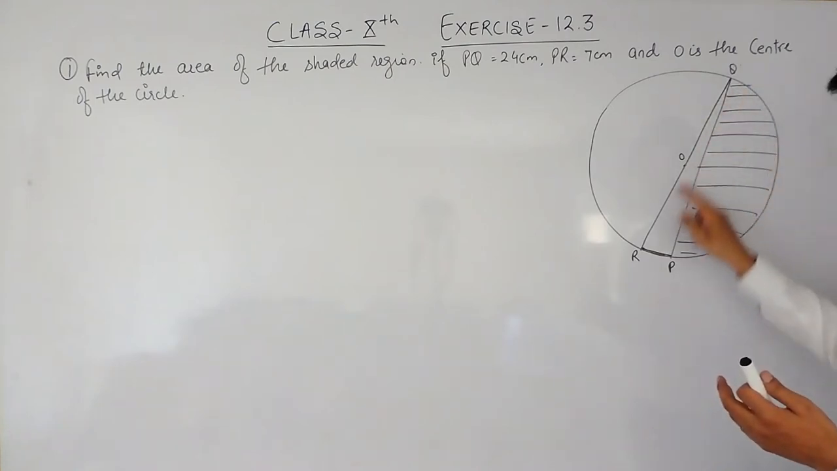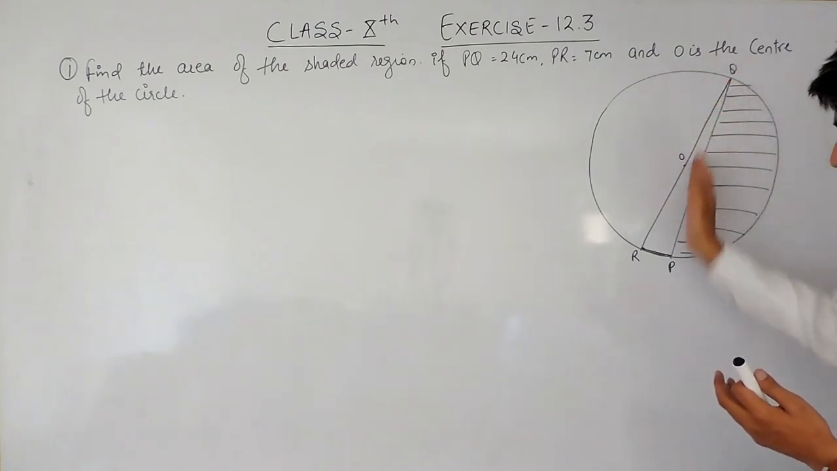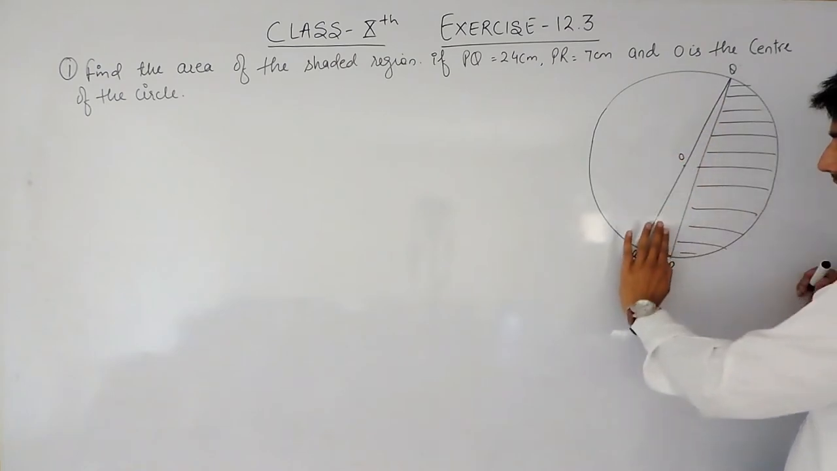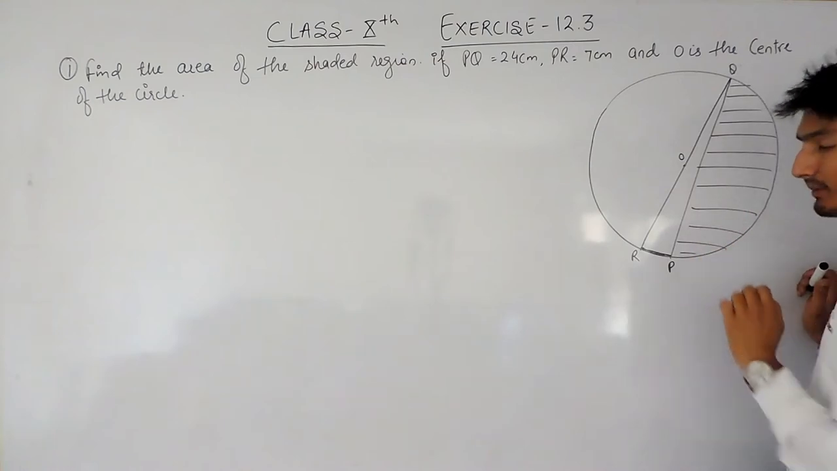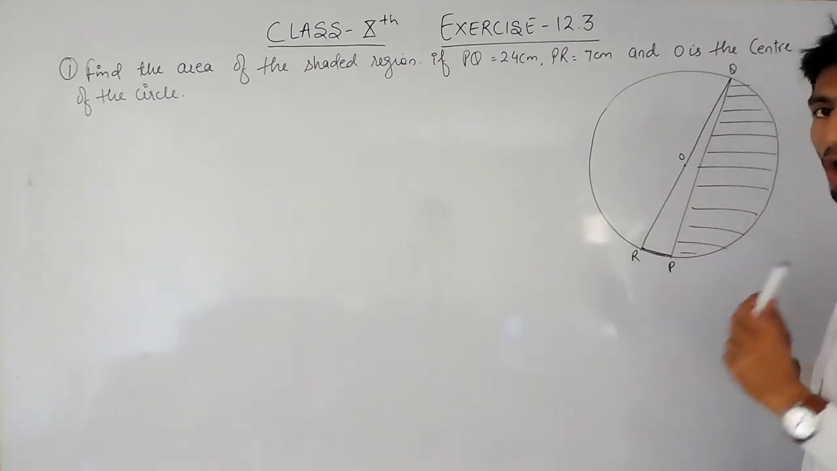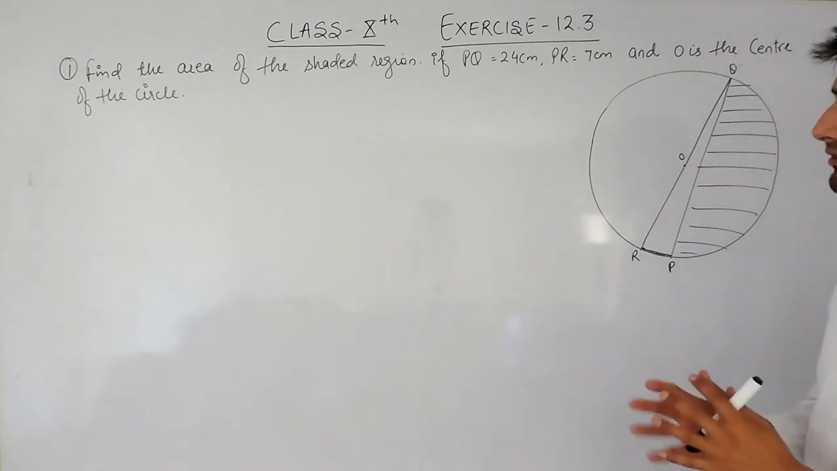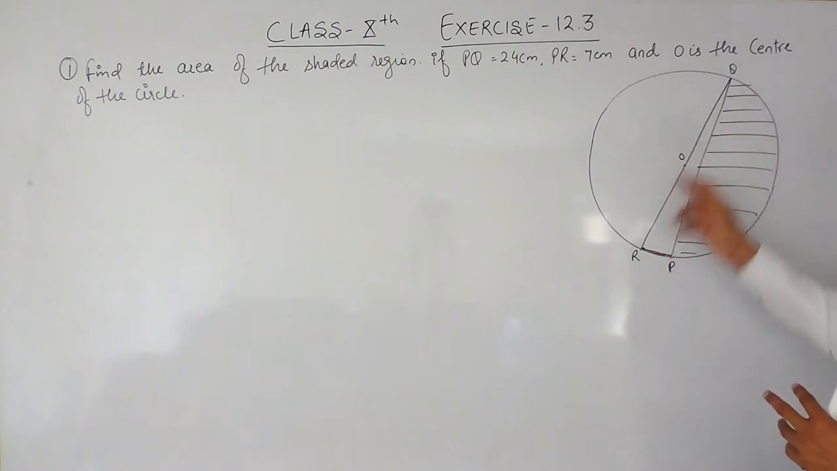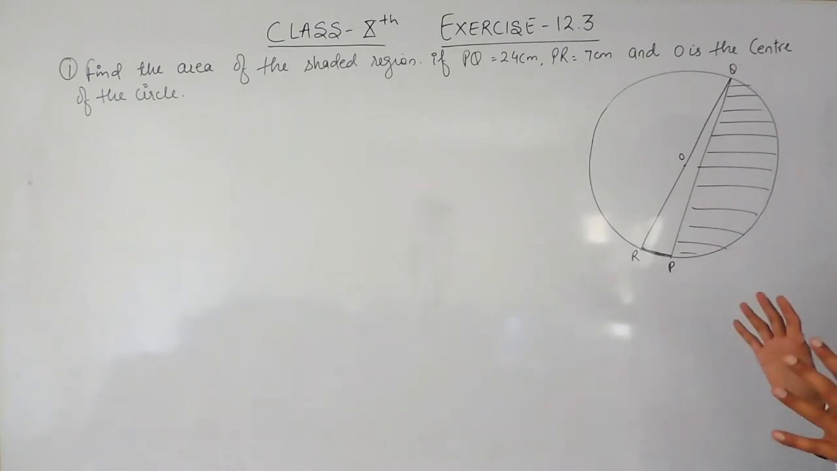So obviously from this complete figure, which is the semicircle, I have to subtract the area of this triangle. If from the semicircle I subtract the area of the triangle, the remaining will be my answer, which is the area of the shaded region. So this is the basic rule here. Whenever you have to find the area of a shaded region, from the given figure you have to subtract the unshaded figure. The remaining will be your shaded figure. The remaining area will be your answer.